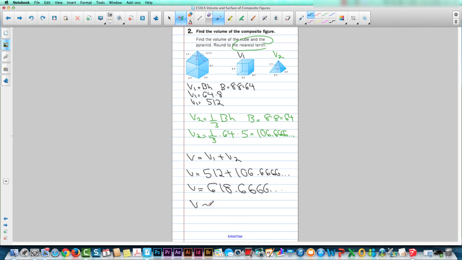And now you're ready to round to the nearest tenth. I'm going to use the about symbol, and that is going to round the 6 to a 7. So 618.7. Now you look for the units of measurement, and the unit of measurement is in feet. So you're going to write feet cubed. And that's it for this problem.